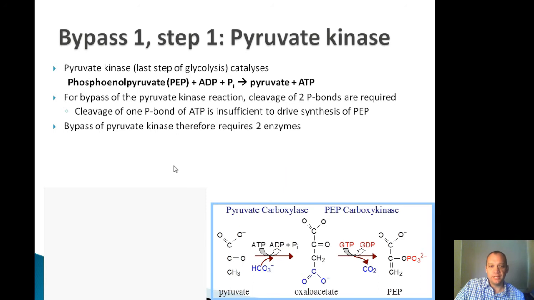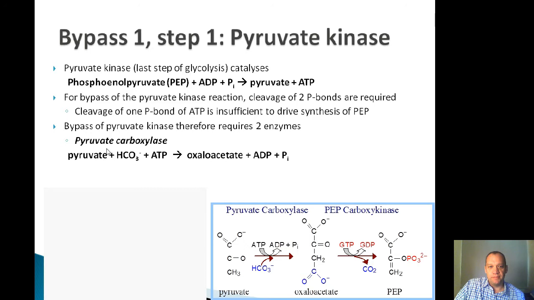So the bypass of the pyruvate kinase therefore requires two enzymes. It requires pyruvate carboxylase, which uses a pyruvate and bicarbonate and an ATP to produce oxaloacetate, and an ADP and inorganic phosphate are released. So this is this reaction over here. A bicarbonate and an ATP is used to produce oxaloacetate. So carbon is actually added to this pyruvate structure in order to form oxaloacetate.